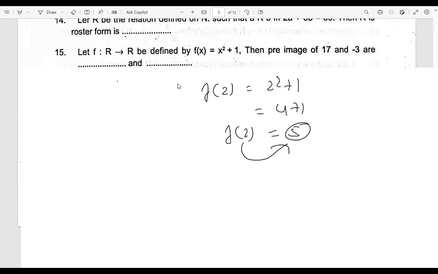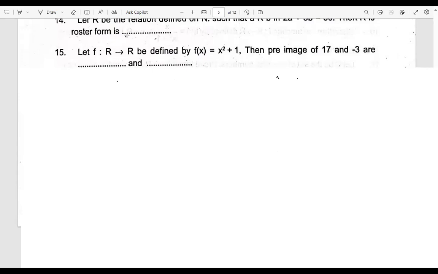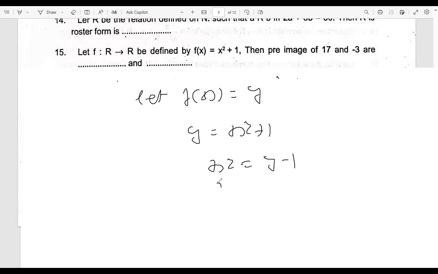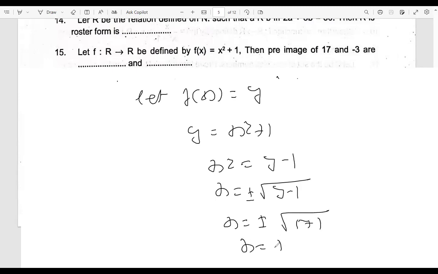But we have to obtain the pre-image. So how to obtain the pre-image? Obtaining the pre-image is the same as solving for x. So we are considering f(x) as y. y is equal to x squared plus 1. So x squared is equal to y minus 1, or x is equal to plus minus under root y minus 1. Let's say if I replace y with 17, what do we get x as? This is 17 minus 1, x is equal to plus minus under root 16, and that is plus minus 4.